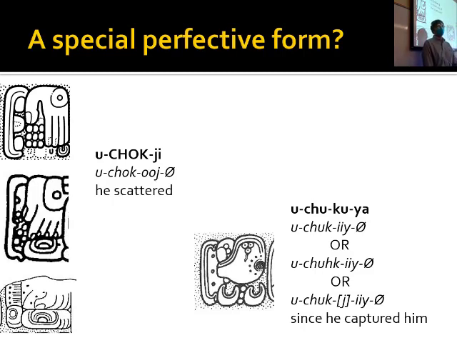So there is a vowel nominalizer. It seems to be the same suffix here. And this is probably the same thing with I, but the vowel kind of dropped out. Uchuki, since he captured him.